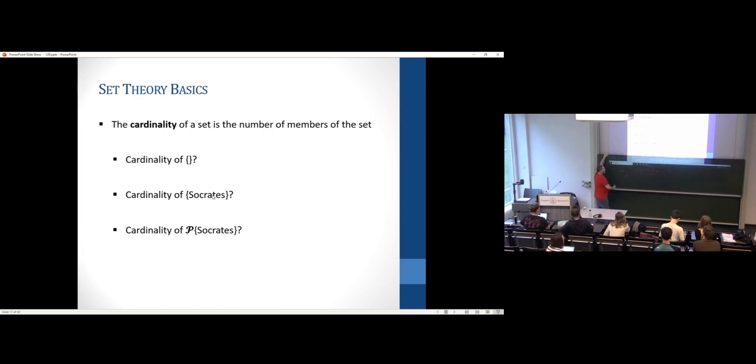Start with the null set. Throw some brackets around it. How many members does this set have? Just one. Right? The only thing that's in this box is that empty box. Then, how many members does that set have? One. Still just one.